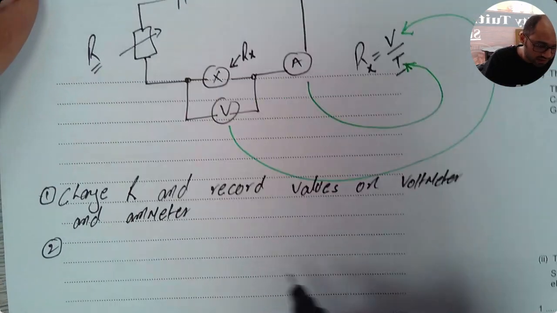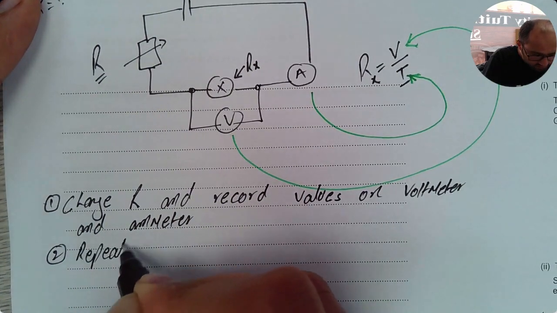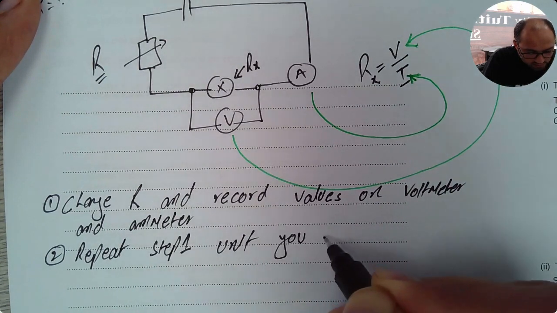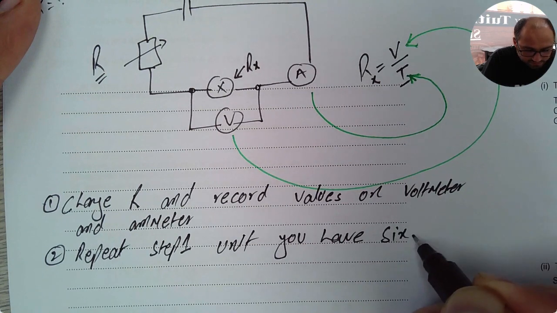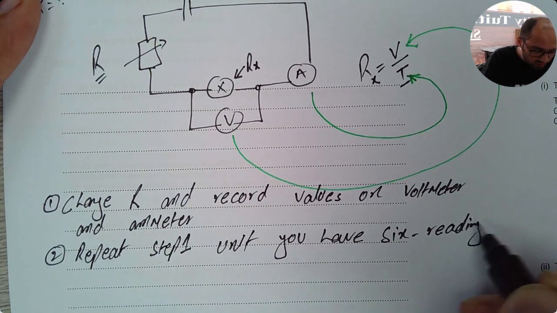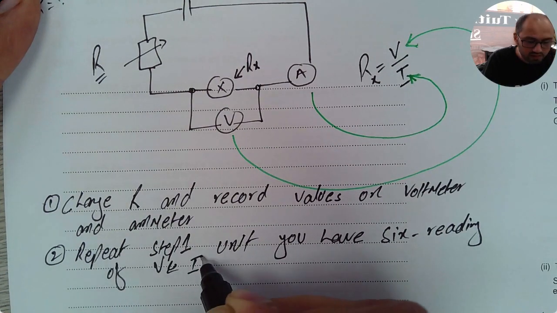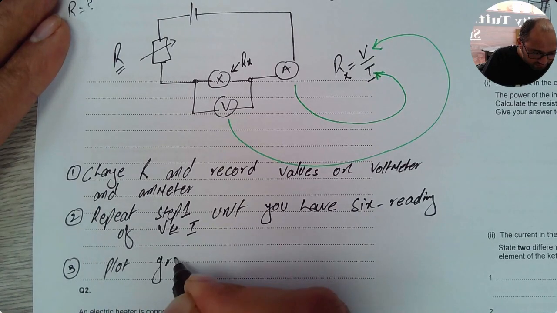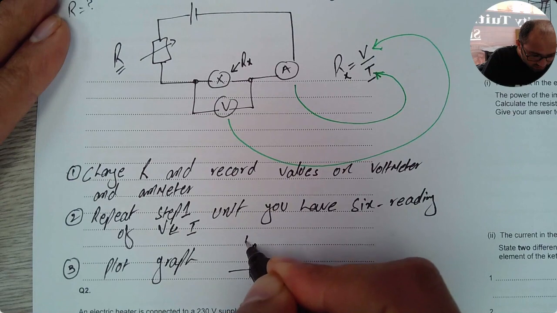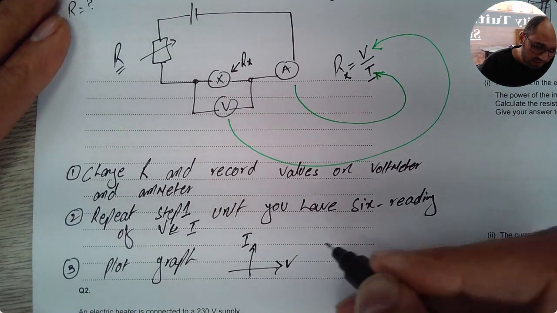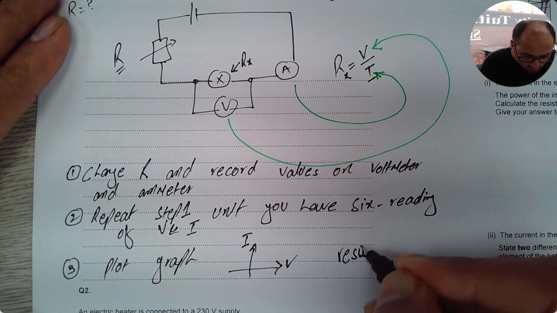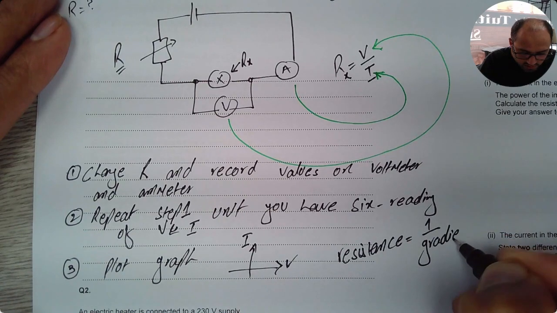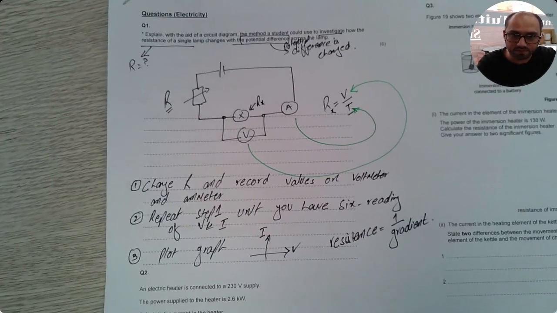Number two, I'm going to say repeat step one until you have 6 readings of V and I. Once you have that, then you can say plot a graph of I against V, and in this case our resistance will be worked out by the formula 1 divided by gradient. And that will get you full 6 marks. So not a difficult question.